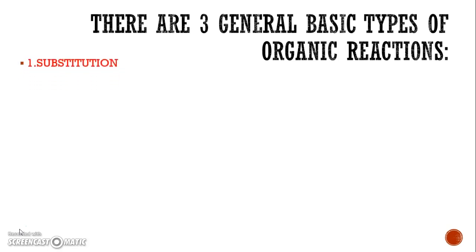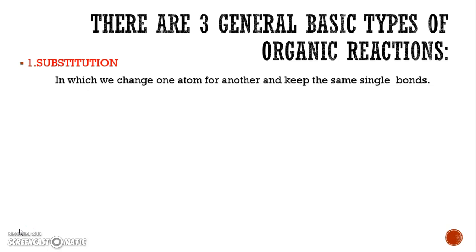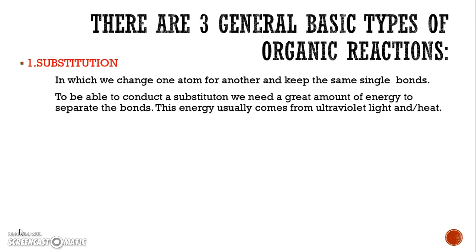Number one, substitution. This is a reaction in which we change one atom for another and keep the same single bonds. To be able to conduct a substitution, we need a great amount of energy to be able to separate the bonds. This energy usually comes from ultraviolet light and/or heat.